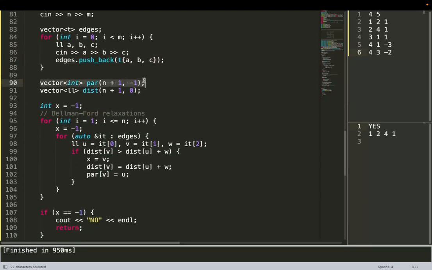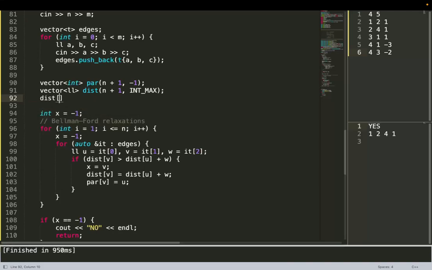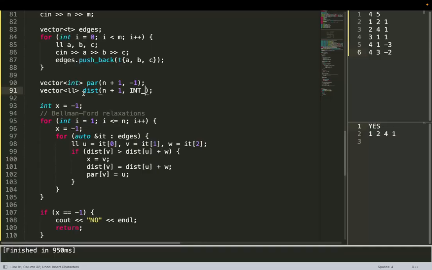Then I construct a parent vector. Initially, I am following the one-based indexing that was given in the problem, so the size is n plus 1, and initially the parent of every node is, let's suppose, minus 1. And a distance vector, where again the size will be n plus 1, initialized to 0. Now don't get confused. Even if I initialize all the values to int max and then set distance of 0 as 0, things won't change. You will still get the correct answer. Just for convenience, to look better, I am initializing all the values to 0.